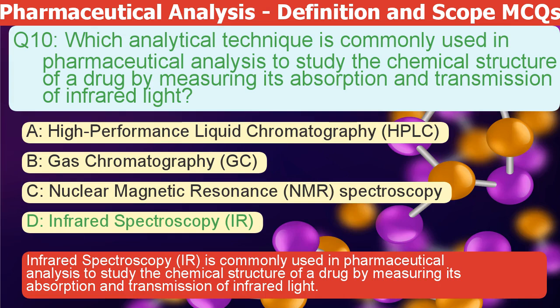Infrared spectroscopy, IR, is commonly used in pharmaceutical analysis to study the chemical structure of a drug by measuring its absorption and transmission of infrared light.